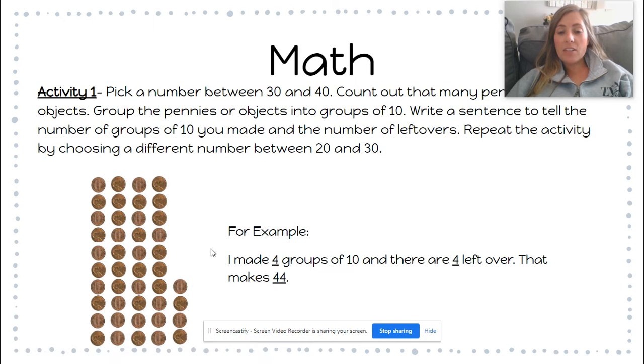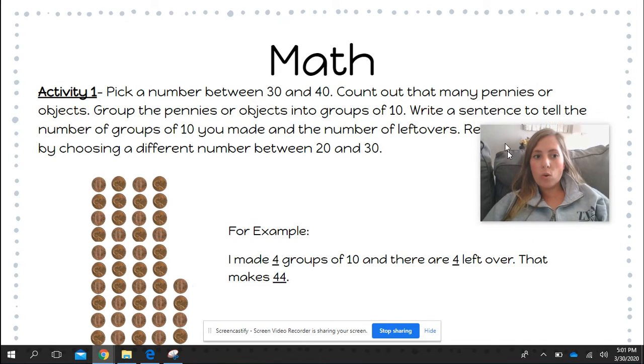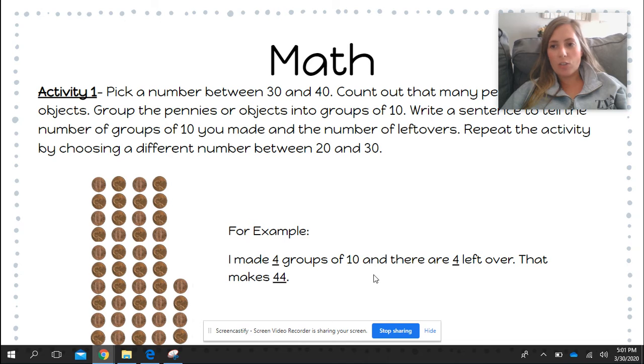All right, so activity 1 for math. You're going to pick a number between 30 and 40. Count out that many pennies or objects. So it could be anything if you don't have pennies. Group the pennies or objects into groups of 10. Write a sentence to tell the number of groups of 10 you made and the number of leftovers.